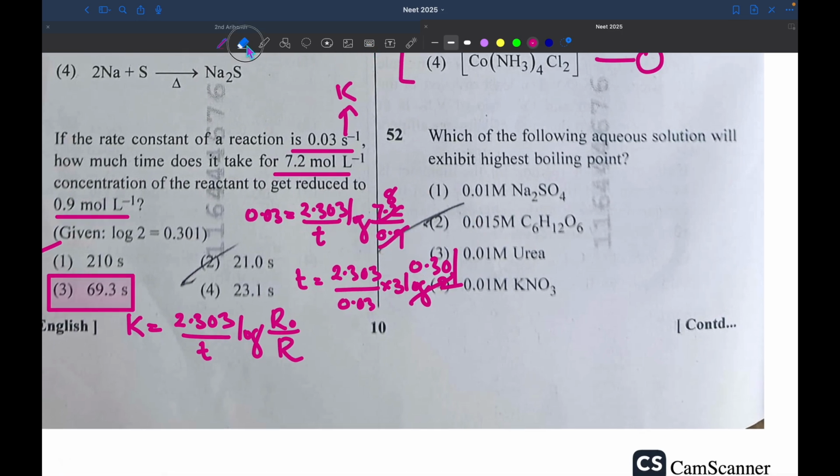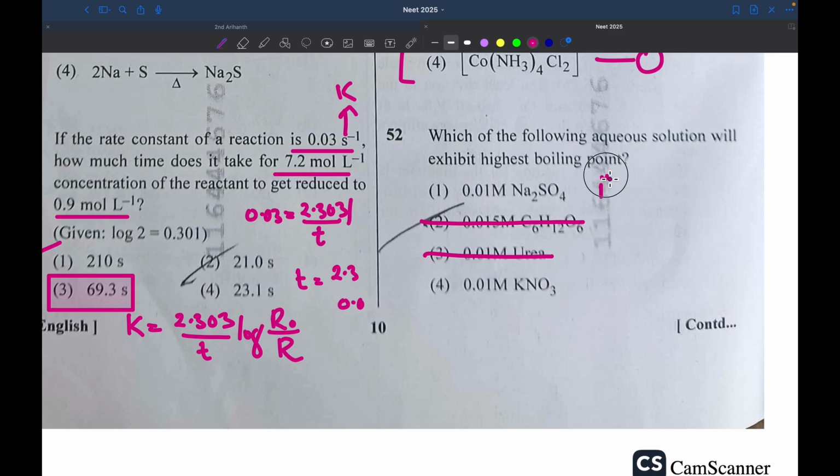Next one, which of the following exhibits the highest boiling point? Right? So the highest boiling point is exhibited by ionic compounds. These two are covalent compounds. So only these two are left. The i value of this is 3. What will be the i of this? It is 2. So the answer should be the first option.